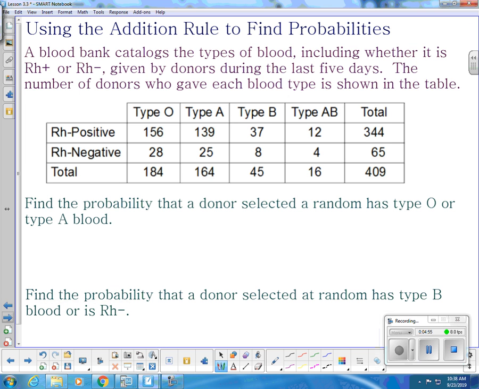Find the probability that a donor selected has a random type O or type A. Can you have an OA blood type? No, they are mutually exclusive. So what's the probability of having O? 184 out of 409. And A is 164 out of 409. So that is 348 out of 409. Can I leave it as a fraction? Yes, you can. Okay, easy enough.